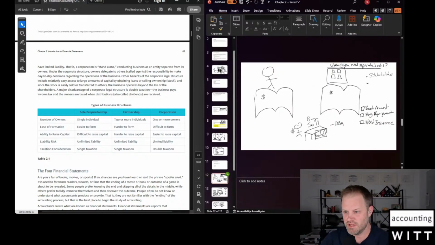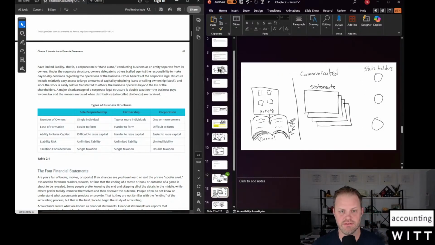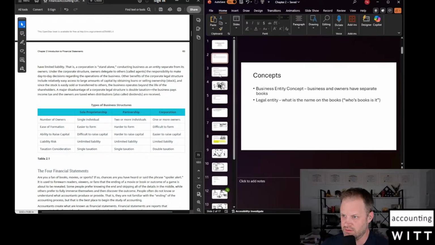Understanding the legal structure of things is an important concept to know, to be able to write the journal, to be able to know what activity is included in the journal. Okay, so that's how we set the table. So let's go back to the top here.